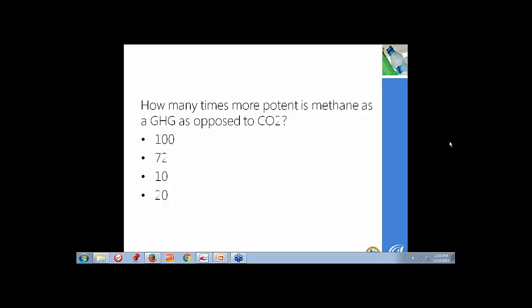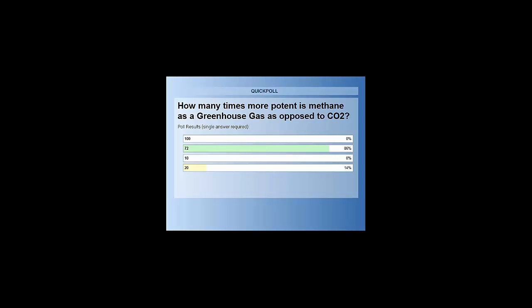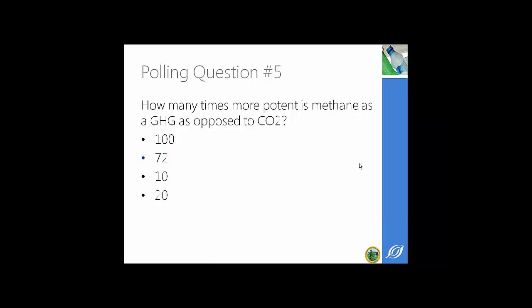So let me share. We had 86% of the people say that it's 72 times more potent, and we had 14% say 20. So yes, the correct answer is 72 times more potent. And again, it's just a reason why it's so important for us to reduce the amount of materials going into landfills.